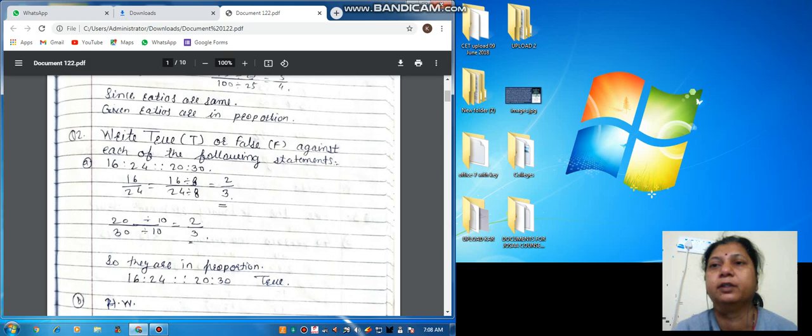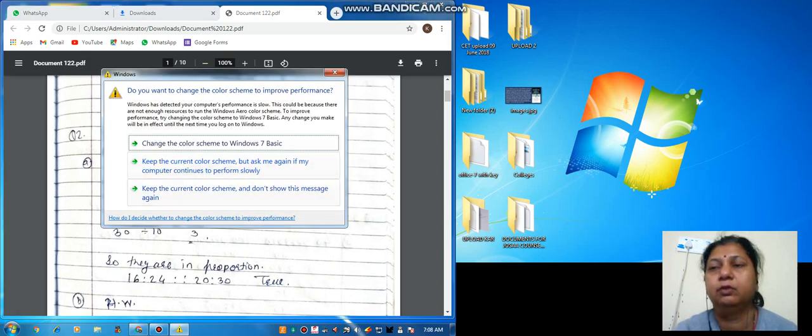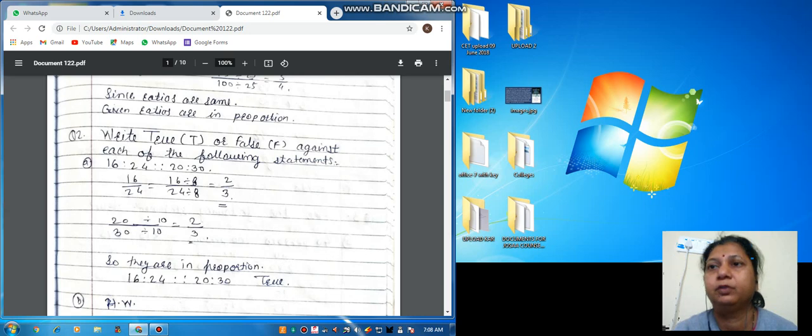Fine. 16 is to 24 are in proportion with 20 is to 30. Once again I will read. See, 16 to 24 are in proportion with 20 is to 30. So let's check. 16 upon 24. So 16 और 24 को किससे डिवाइड कर सकते हैं? 8 से. 8 2 जा 16, 8 3 जा 24.